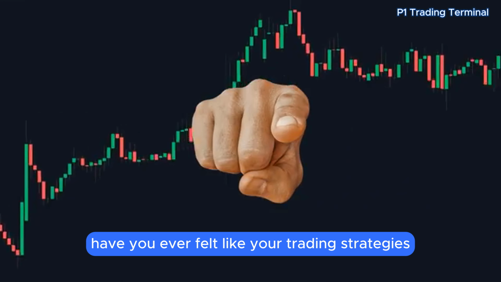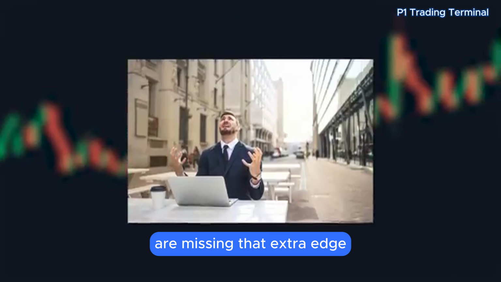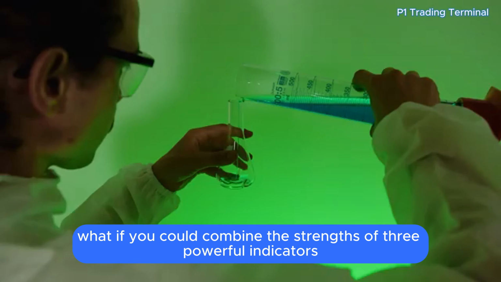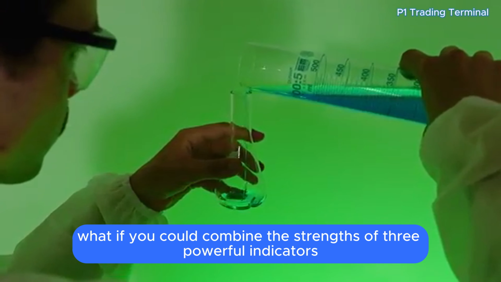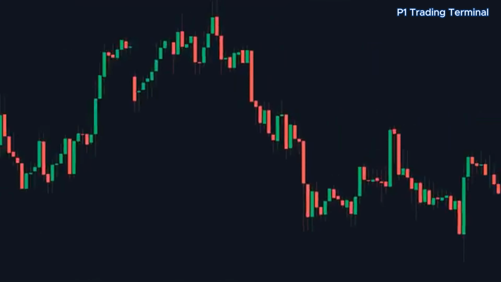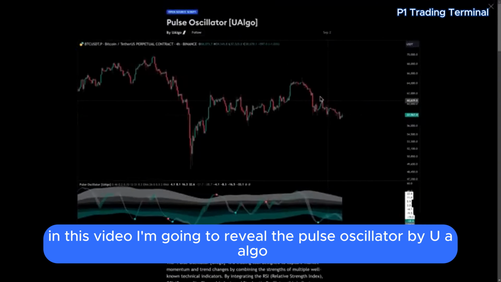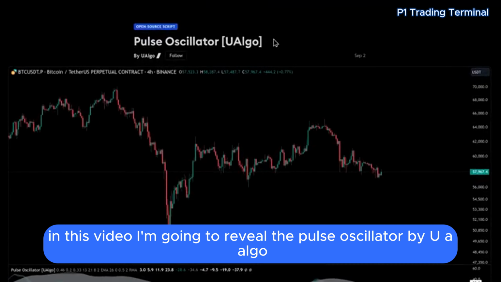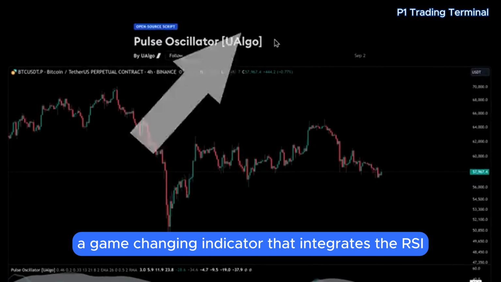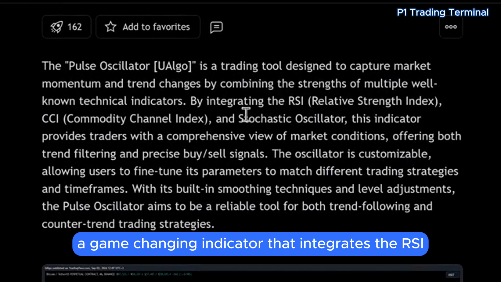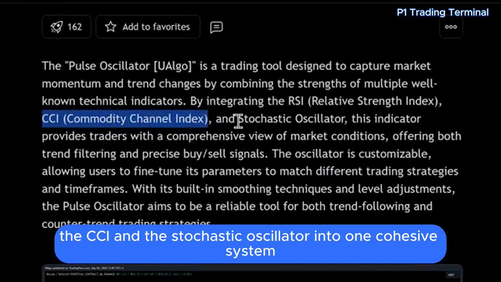Have you ever felt like your trading strategies are missing that extra edge? What if you could combine the strengths of three powerful indicators into one super powerful tool? In this video, I'm going to reveal the Pulse Oscillator by Algo, a game-changing indicator that integrates the RSI, the CCI, and the stochastic oscillator into one cohesive system.